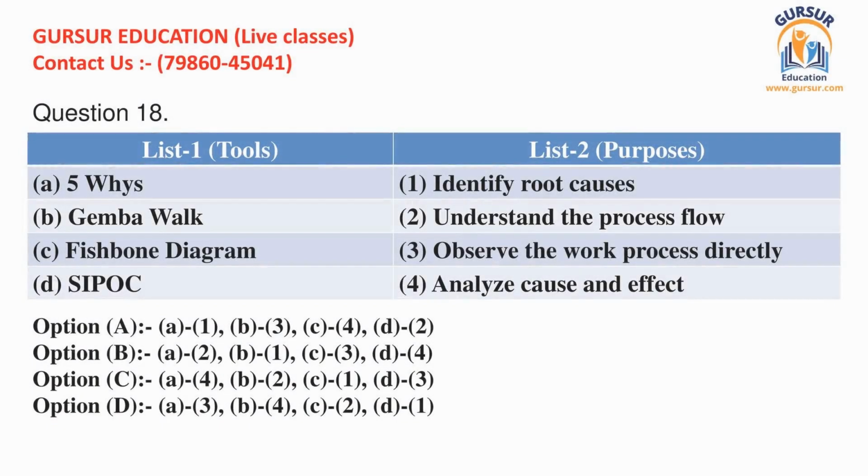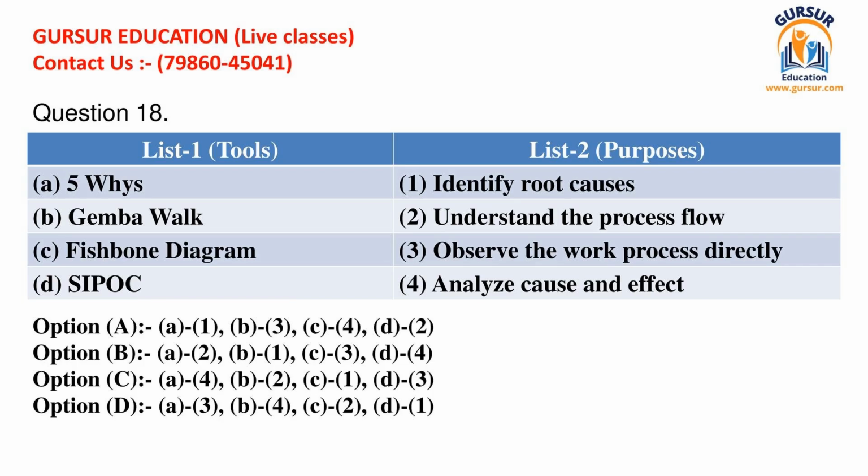Question number 18. Two lists are given in this question. You have to match correct items of list 1 with correct items of list 2. The list 1, tools, contains the following items. A. 5 whys. B. Gemba walk. C. Fishbone diagram. D. SIPOC. The list 2, purposes, contains the following items.